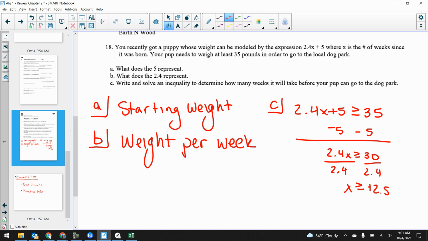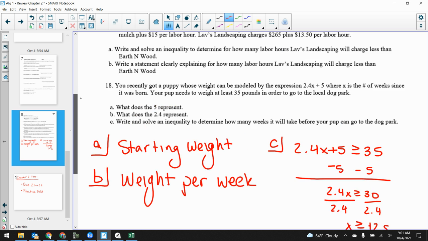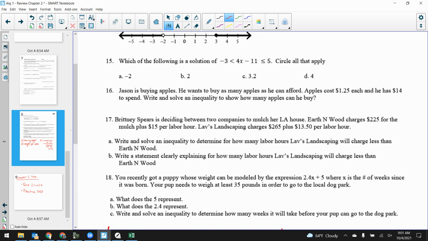Okay, Nathan. Can we do number 16? Yeah. Let's take a look up at number 16. Okay, Jason is buying apples. This is just like number 12 on the quiz that we just went over, with the amount of tickets. Jason is buying apples. He wants to buy as many apples as he can afford. Apples cost $1.25. Jason has $14, so I have to stay underneath $14. All I got to do is just divide that 1.25 over to the other side. Does that make sense?